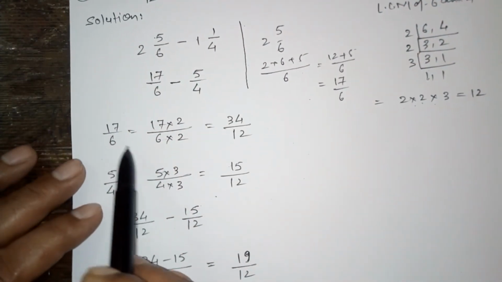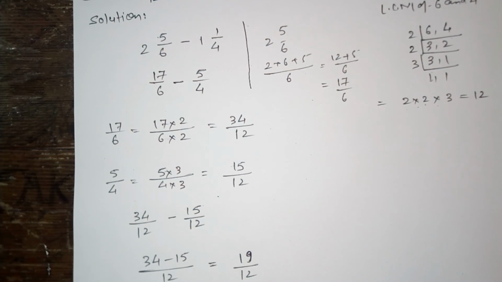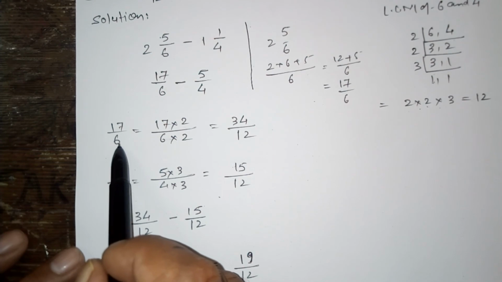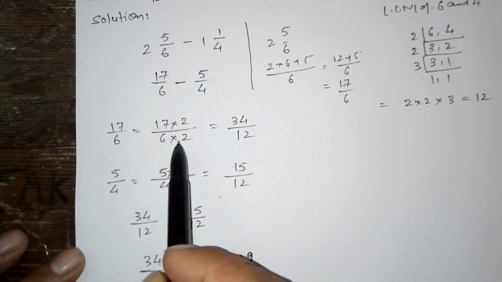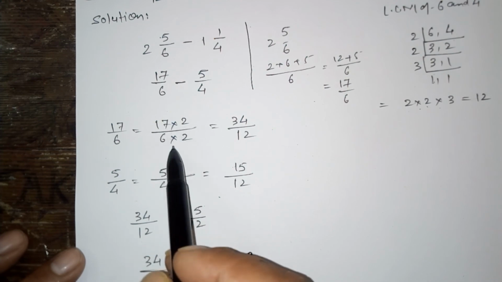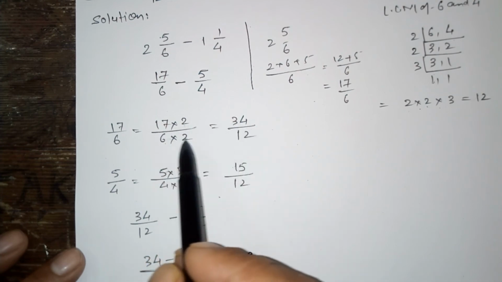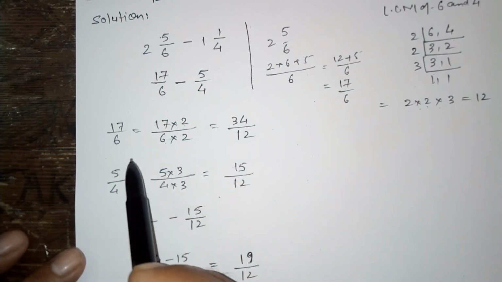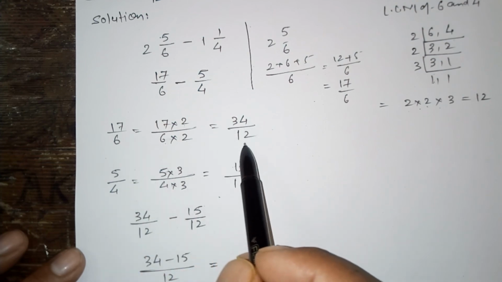Now this question, 17 upon 6. In this question the denominator is 6. 6 is converted to 12. How? Look here. We will multiply by 2 in numerator and denominator. 17 twos are 34, 6 twos are 12, 34 upon 12. 17 upon 6 is converted to 34 upon 12.